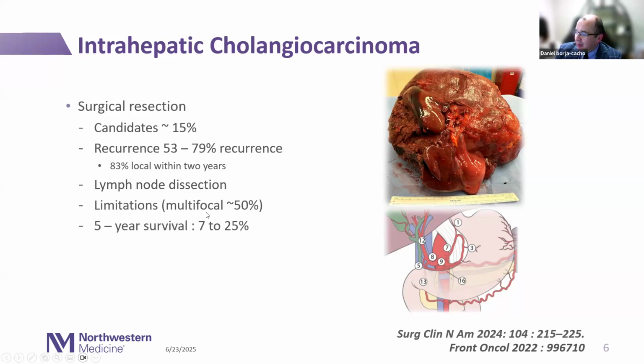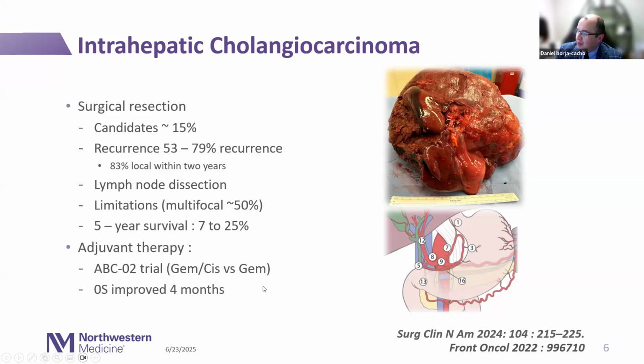The 5-year survival for all stages, including patients that go to surgery, is only 7 to 25% of the patients. Regarding systemic therapy, I'm just going to briefly mention this trial, which, although it was initially for patients that had stage 4 disease, basically set up the gemcitabine cisplatin therapy that we do nowadays for all our patients. And in this trial it improved survival by 4 months.